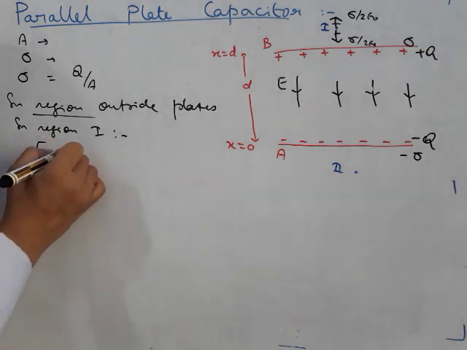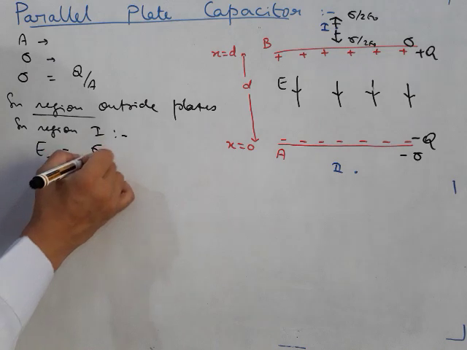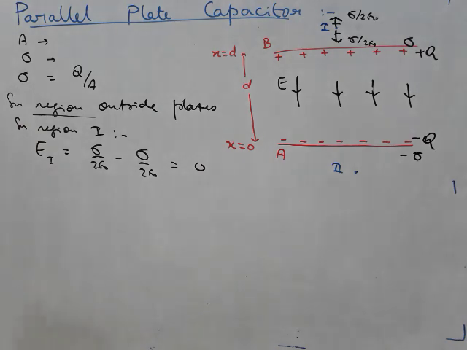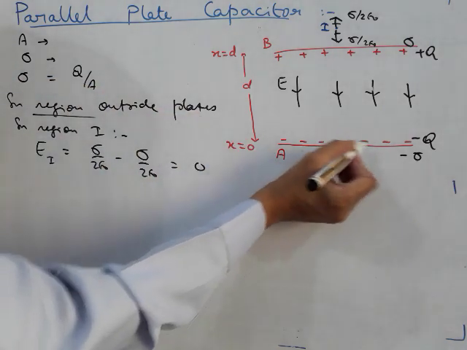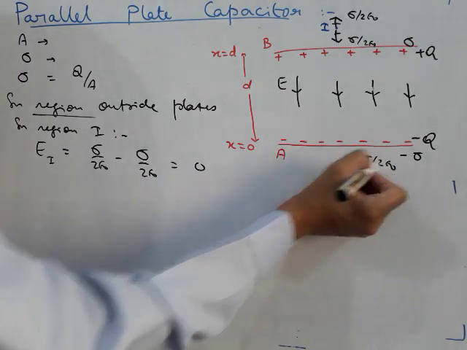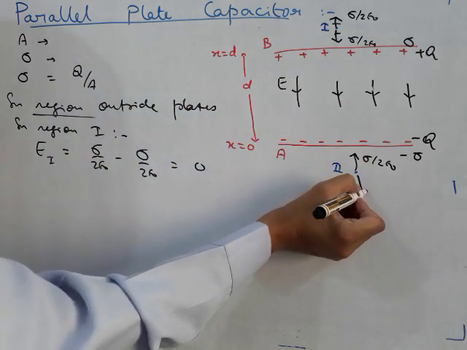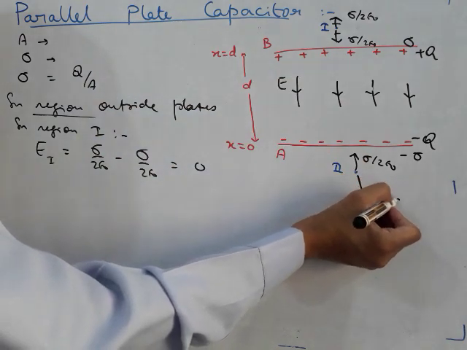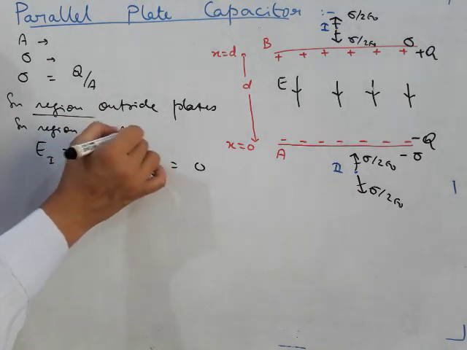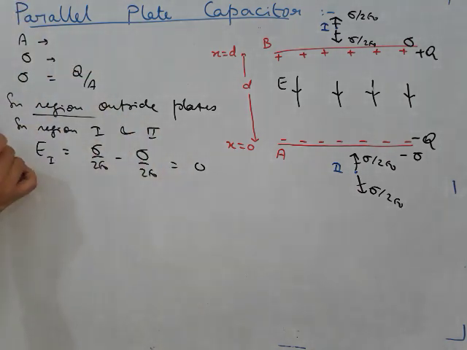So E is equal to how much? In region 1 it becomes sigma by 2 epsilon naught minus sigma upon 2 epsilon naught, that is 0. Now let's say in region 2. In region 2, due to the negatively charged plate, electric field will be towards it. How much? Sigma by 2 epsilon naught. And due to the positive plate, it will be away from it. How much? Sigma upon 2 epsilon naught. Again they will cancel. So in region 1 as well as in region 2, the electric field is 0. So E1 is equal to E2 is equal to 0.